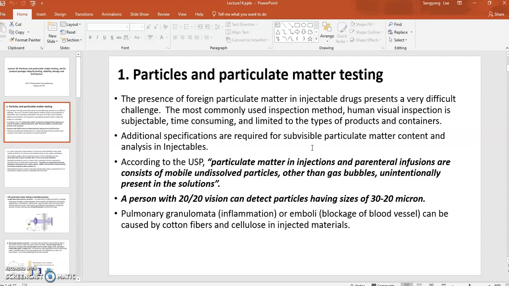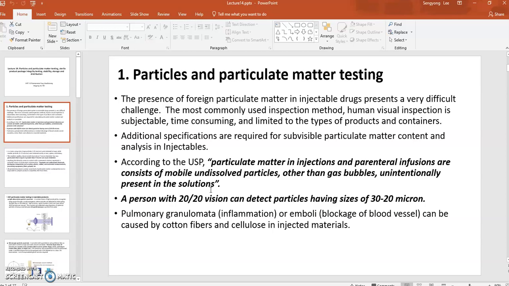So according to the USP, US Pharmacopoeia, particulate matter in injections and parenteral infusions consist of mobile, undissolved particles, things that are not mixed well with water, of course. And other than gas bubbles, gas bubbles are not considered as particles, okay? And unintentionally present in the solutions, of course, you do not intentionally put those particles in there. So those are the particle matters that can be existing in your final product.